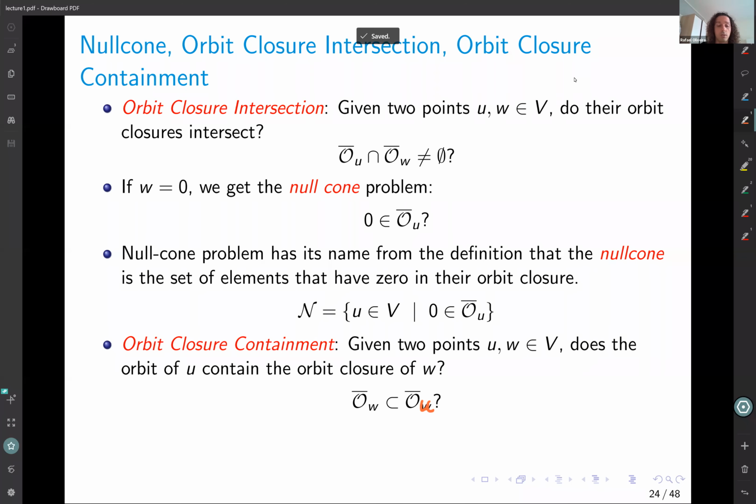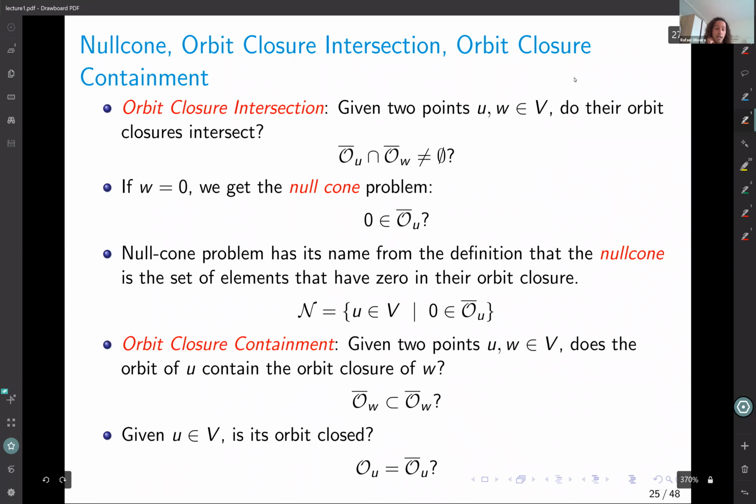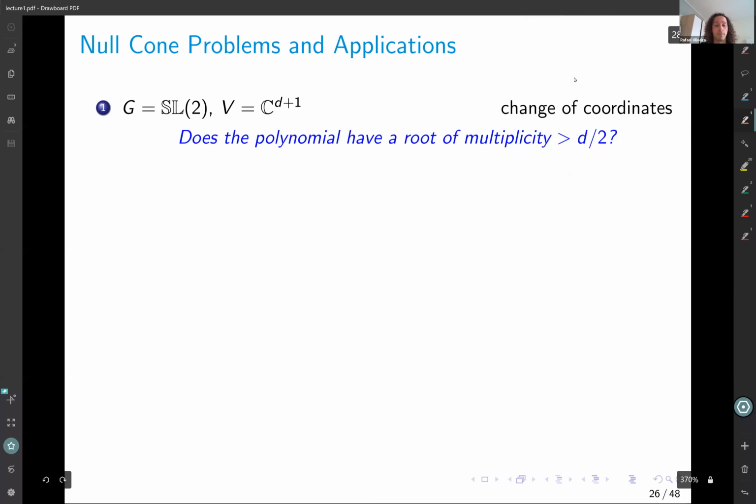Another question that we would like to ask is, given a point U in V, is the orbit of U actually closed? Does U define a closed orbit? Because if you remember, in the conjugation action, the identity is a closed orbit. So it would be nice to decide if an orbit is closed.